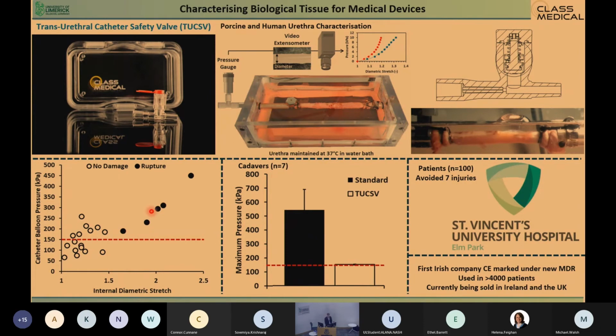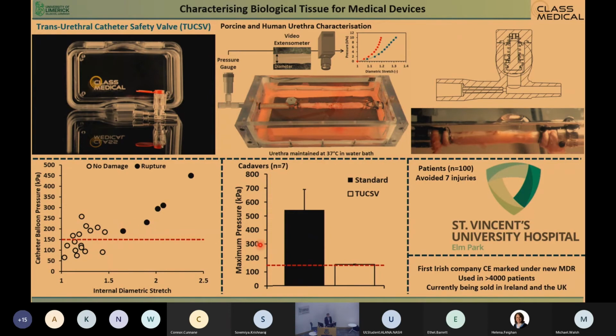So what we did was we related catheter balloon inflation pressure to internal diameter, and we found that reliably under 100 kilopascals of inflation pressure, damage did not occur, whereas above this, rupture could be seen. So we now had a value that we could set this device at in order to avoid injury.